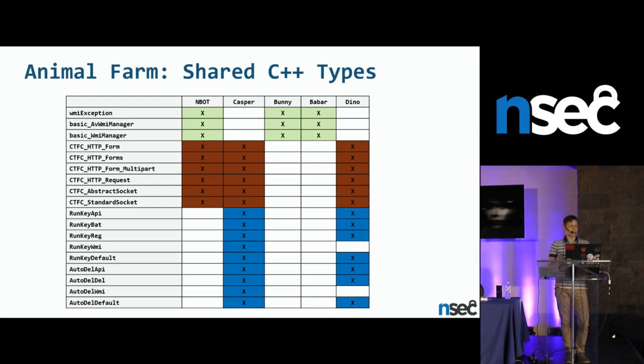So here is the table which summarizes the shared types between different malware families. We can see that most of them share a lot of code with each other. And it's also interesting to see that there is some small difference between Casper and Dino. Casper contains implementations of run key WMI and Autodel WMI. And Casper appeared after Dino. That means it was an evolution of Dino. So they reused code from Dino by adding additional functionality.